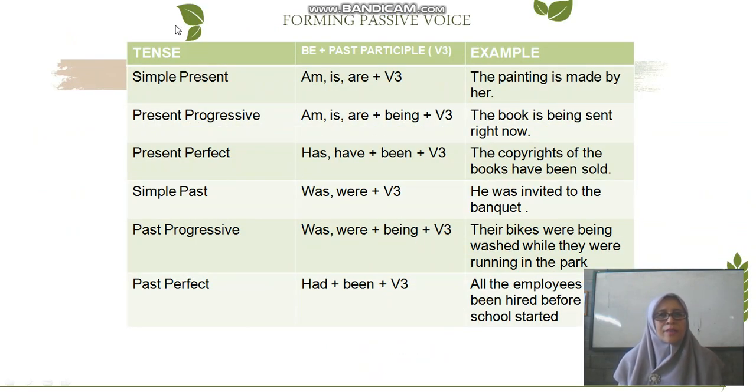And then here is how to form passive voice. The key is that you must understand and memorize the pattern of each tense. If you already know about the tenses, it is so easy to change the active sentence into the passive form. You just add to be and change the verb into past participle.